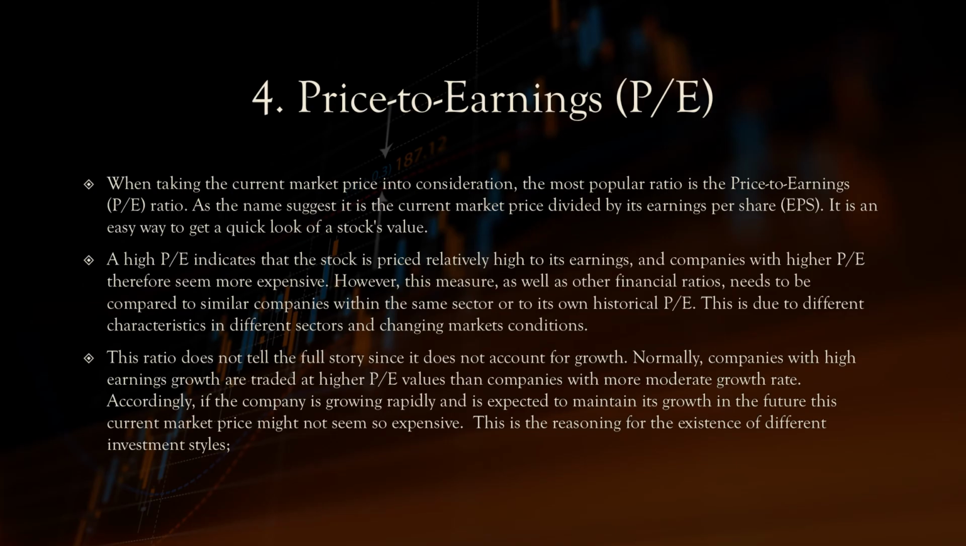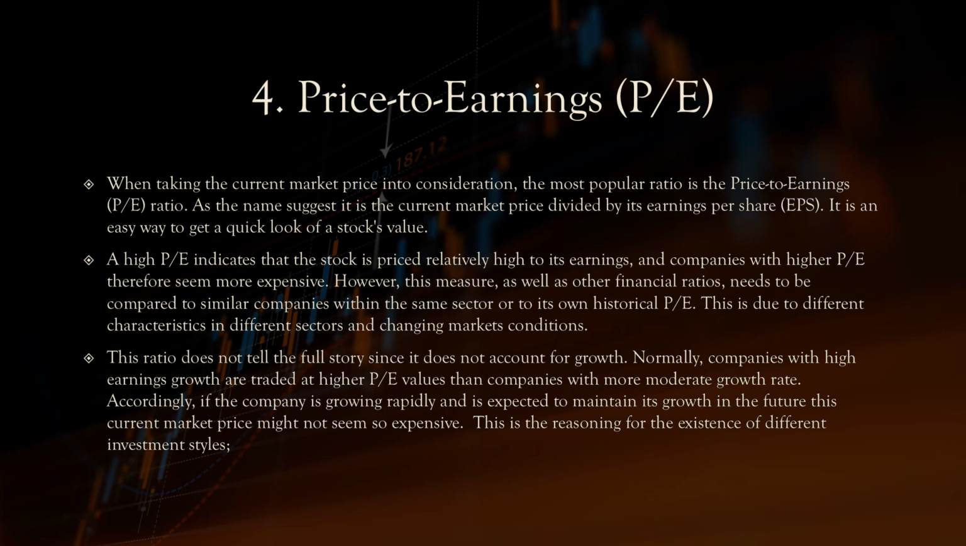Number 4 is a number we hear about all the time. For some reason, everybody seems to focus on this like they do on earnings. And this is price to earnings. When taking the current market price into consideration, the most popular ratio is the price to earnings. As the name suggests, it's the current market price divided by its earnings per share. It's an easy way to get a look at the stock's value, but you're using the current market price.